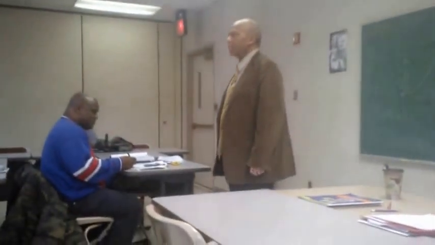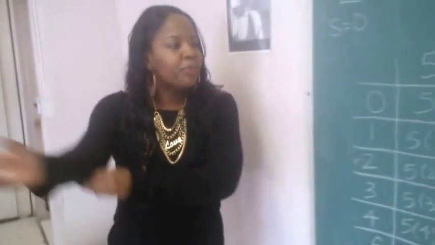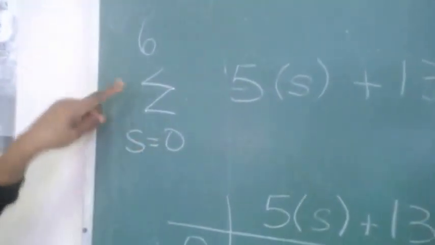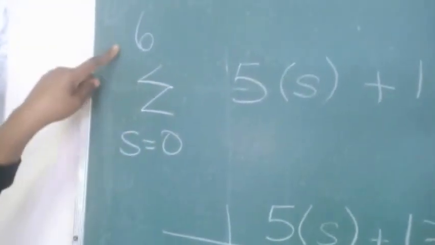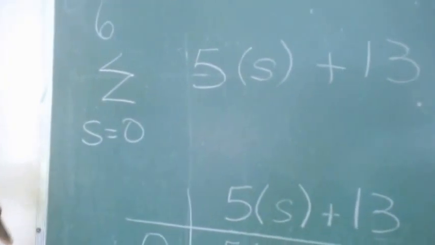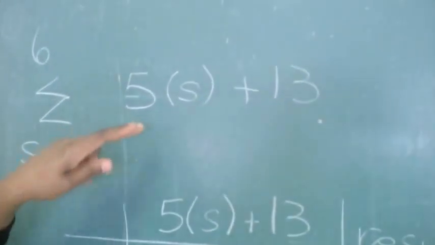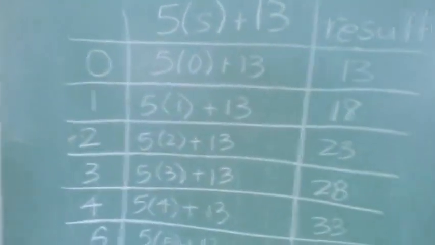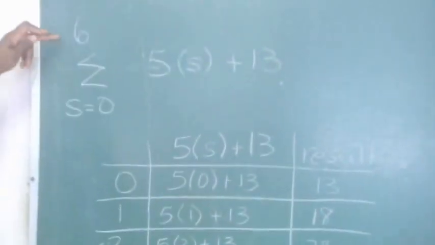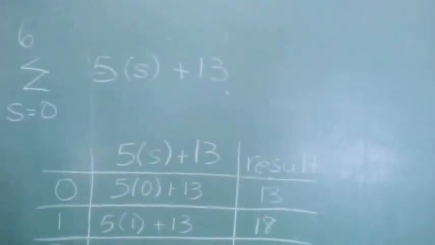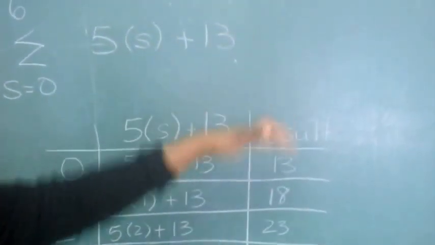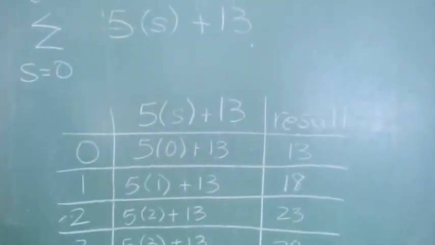Okay, so this is, what's this called? A summation sign, and it goes from 0 to 6, and I use S as the variable. So my equation is 5 times whatever S is plus 13. So you make the chart and you use the same digits that you use for your summation from 0 to 6 on one side. Then you put your equation in the middle, and then you make another column for the result. So that would be your expression as well, right?